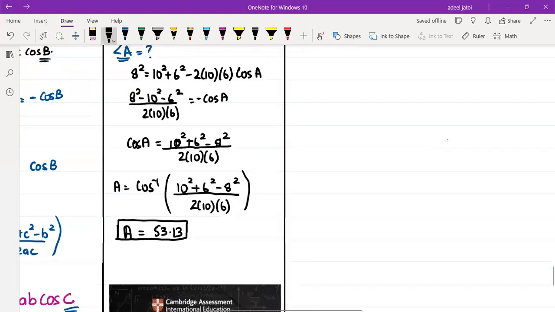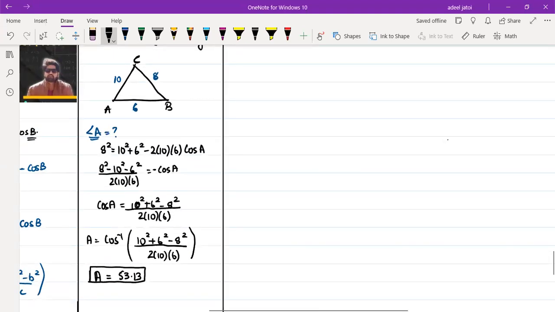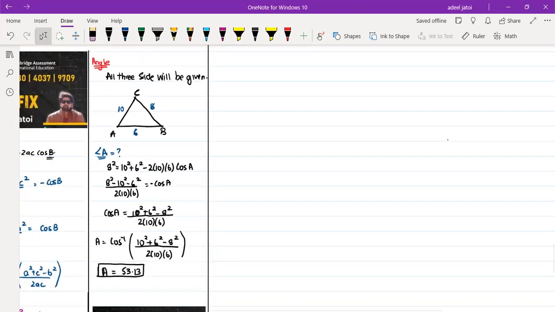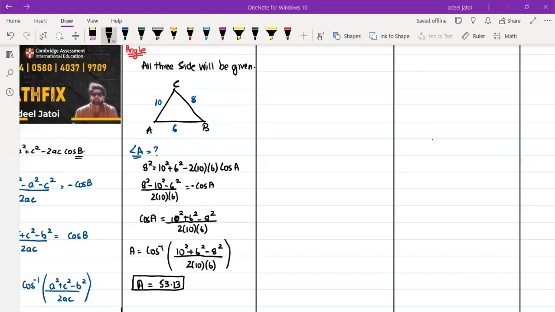Now, since we know that this was particularly used to find out angle A, let's just find out angle B using the same non-right angle triangle. The non-right angle triangle was, this is A, B, C, with sides 6, 10, and 8. Now let's say we need to find out angle B.